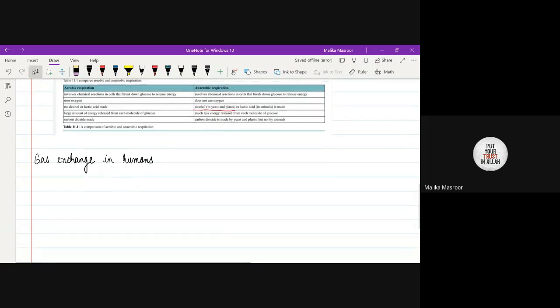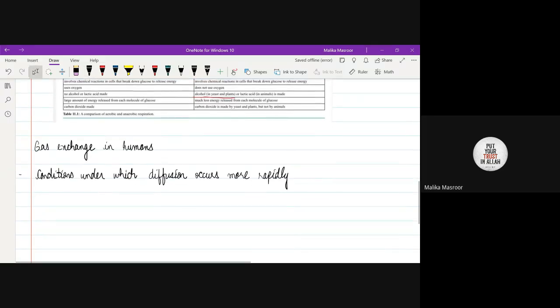Now let's talk about conditions under which diffusion occurs more rapidly. Obviously we need to have rapid diffusion for gas exchange, right? So conditions under which diffusion occurs more rapidly. Firstly, a large surface area is exposed to the gas. Okay, so a large surface area must be exposed to the gas.